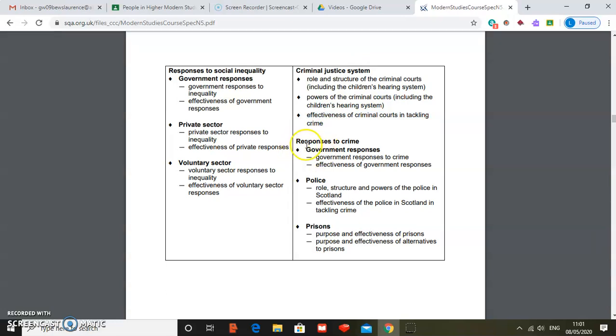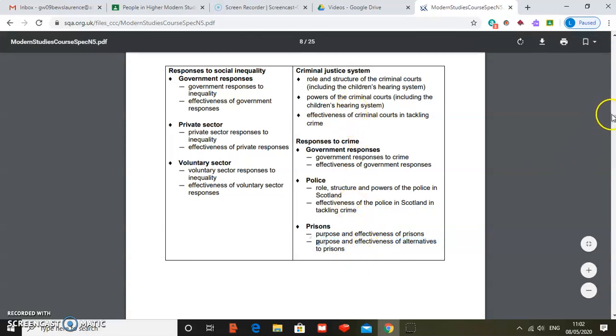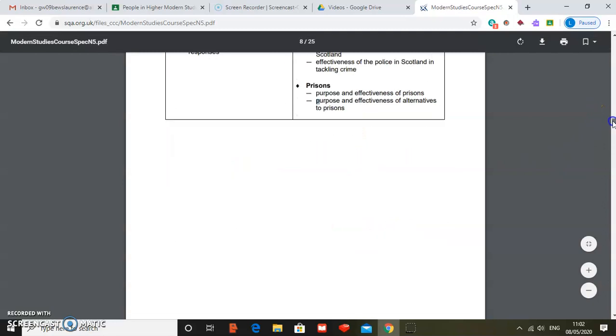We also need to look at who has responded to crime. The government, what they've done and how effective it's been, the police, what they're able to do and how effective it is, and prisons. What's the purpose, how effective, and also alternatives to prison. So that's like electronic tagging and things. Now, all of these areas need to be covered, so there will be a lot of content in this.